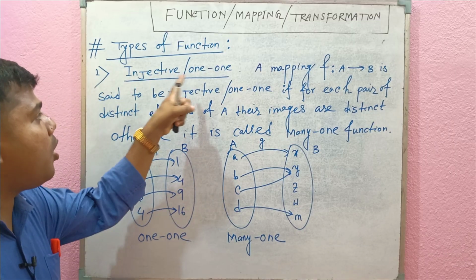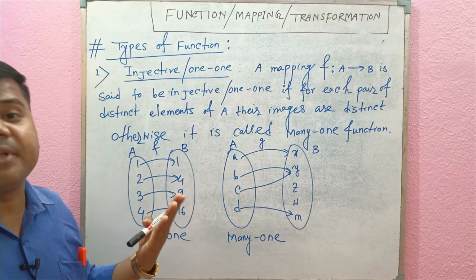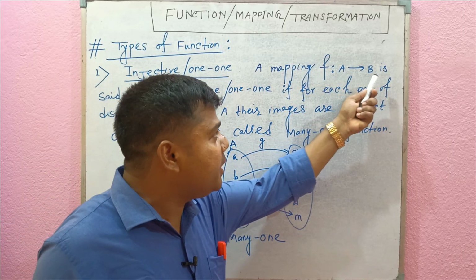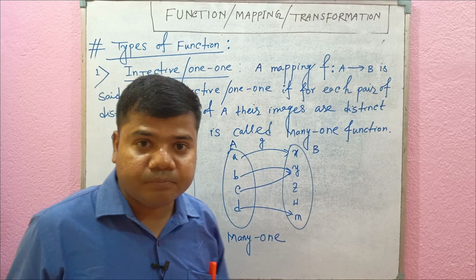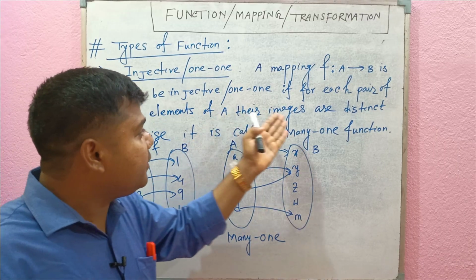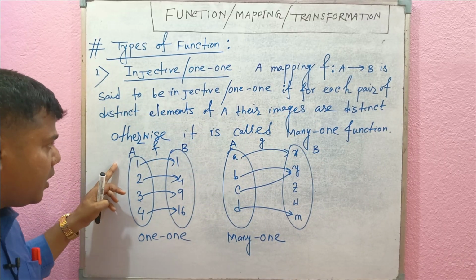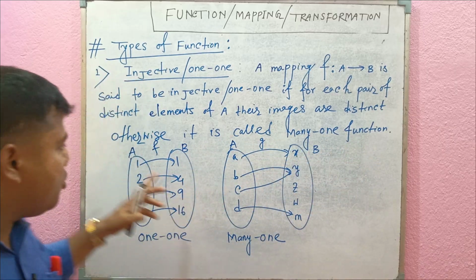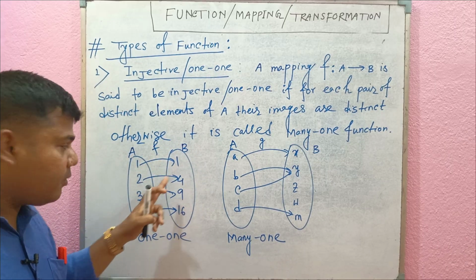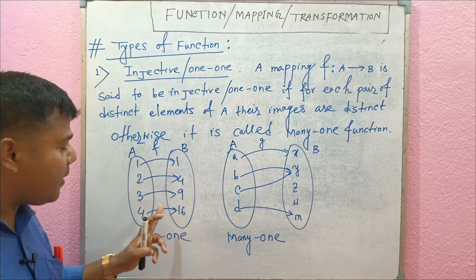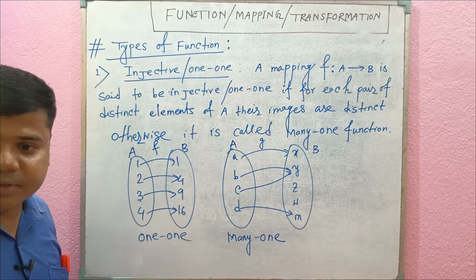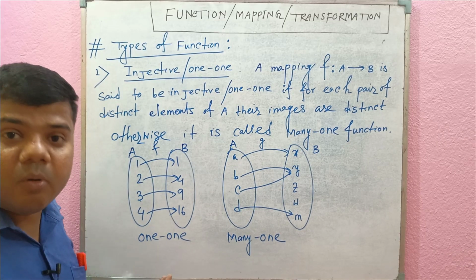First of all, the injective or one-to-one function. Why is a function or mapping said to be injective? Okay, a mapping or function or transformation that maps A to B is said to be injective or one-to-one if for each pair of distinct elements of A, their images are distinct. You follow this. Otherwise, it is called a many-one function. You must follow this function. Set A is the domain and the codomain set is B. Here 1 maps to 1, 2 maps to 4, 3 maps to 9, 4 maps to 16. Distinct elements and images are distinct. Okay. So this is a one-to-one or injective function.